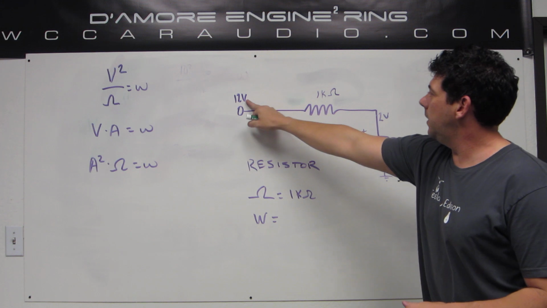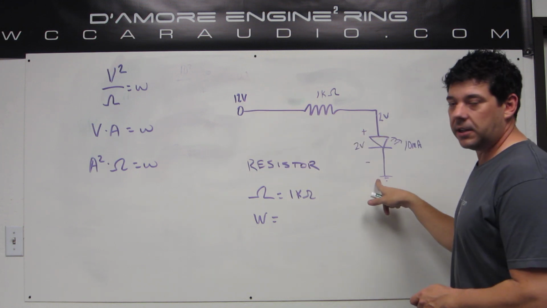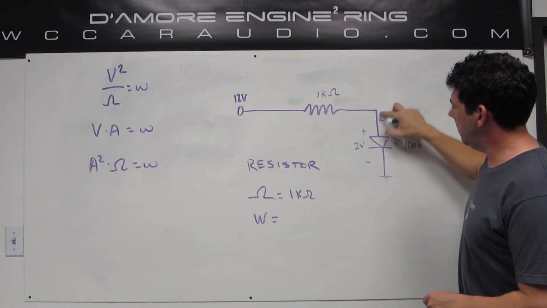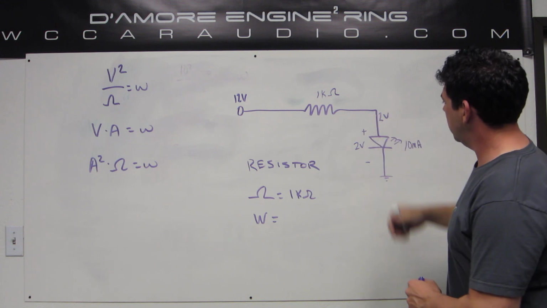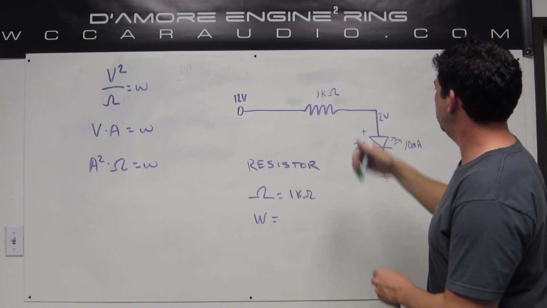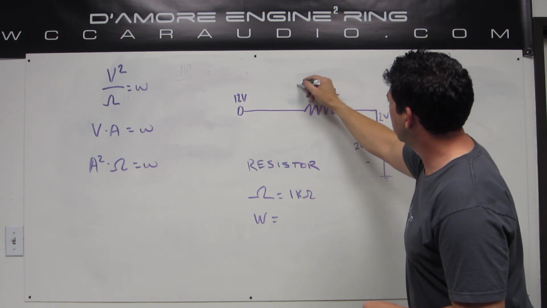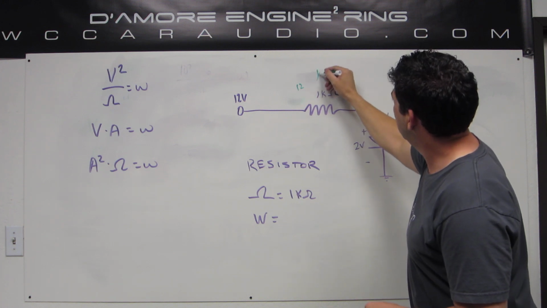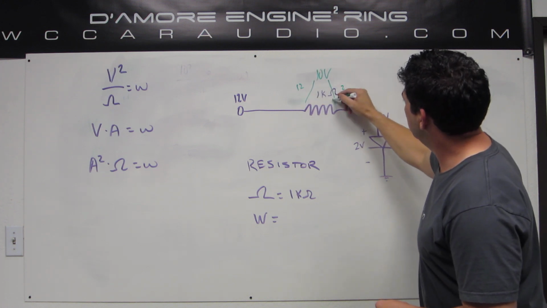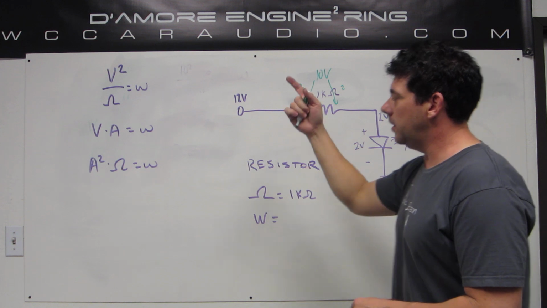Well, we know there's 12 here, there's 0 here because that's ground, and there's 2 volts up here because of the 2 volt loss across the LED. So there's 12 here and 2 there. That means that there's 10 across here. 12 there, 2 here, so there's 10 volts from here to here on this resistor. So that's what we use for our formula.